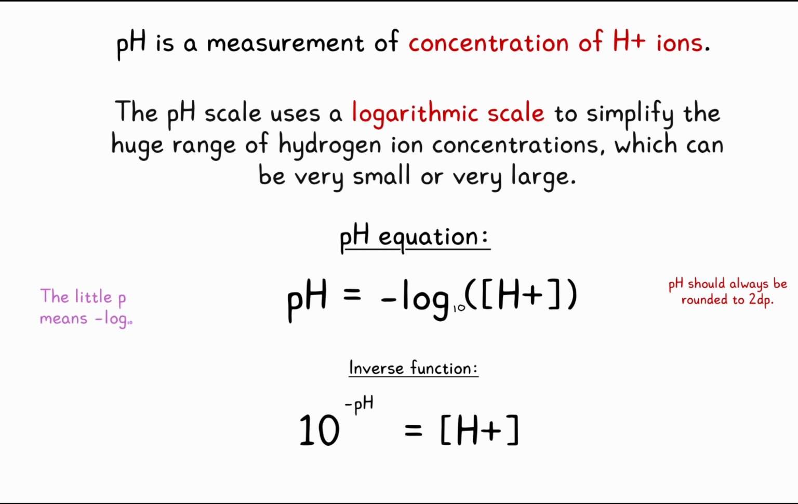So that means logarithmic scales are used quite a lot in biology and chemistry. You see them sometimes come up in maths as well, and they simplify a huge range of hydrogen ion concentrations. It can be very small, very large, but if you use the log function, which will look something like this on your calculator, or it could look like this with a little square, or it could look like this. They're all the same. They're all usable.